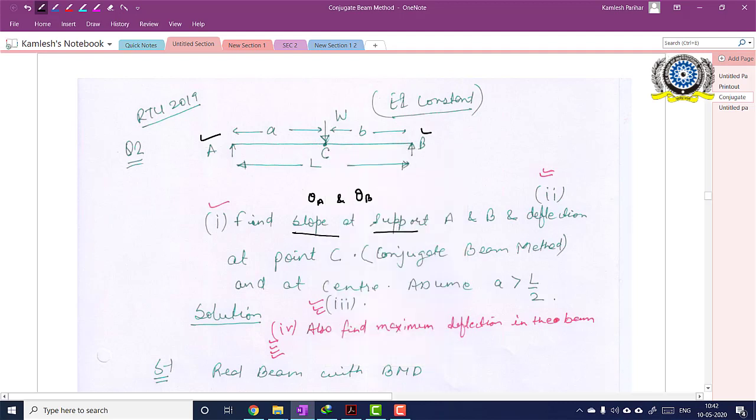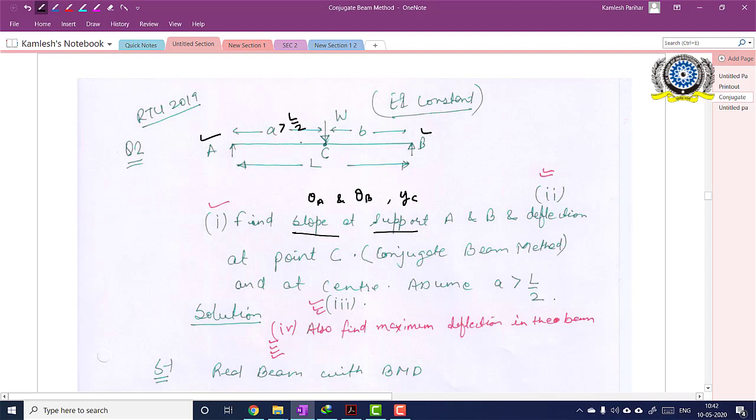Remember, this C is not the center point. This C is not the center point. So I have to find out YC in this conjugate beam. What extra I have to find out? I have also to find out the deflection at center, and it is given that assume a is greater than L by 2.